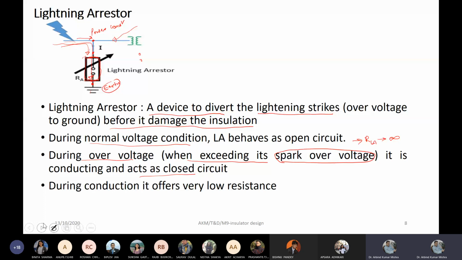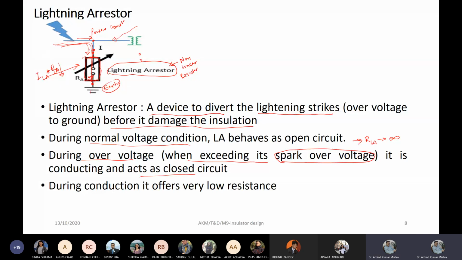Once the current starts flowing through this, the voltage will be the current flowing through the lightning arrestor times the resistance offered by it. So the lightning arrestor resistance must be small, otherwise this itself creates a high voltage. Therefore the resistance of the lightning arrestor should be non-linear, consisting of a non-linear resistor.